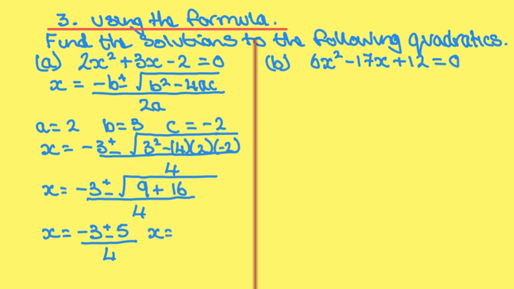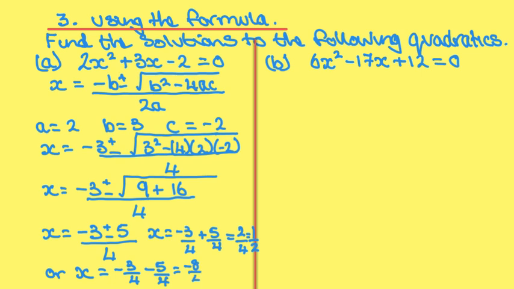So x is equal to minus 3 over 4 plus 5 over 4, or x is equal to minus 3 over 4 minus 5 over 4, which is equal to 2 over 4, which is a half, or minus 8 over 4, which is equal to minus 2.